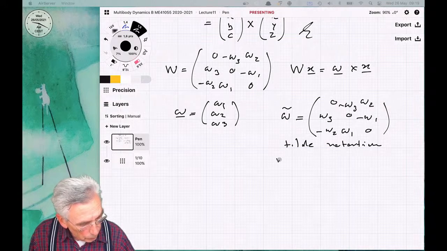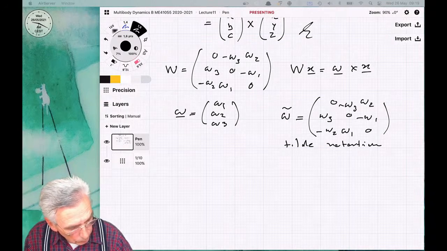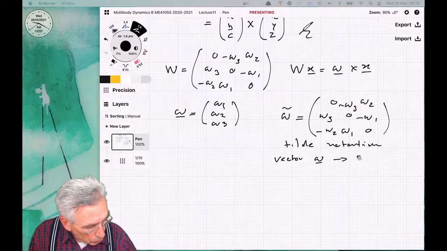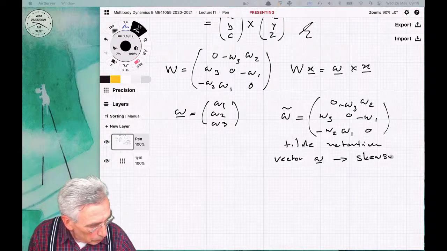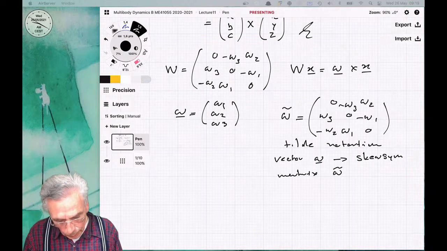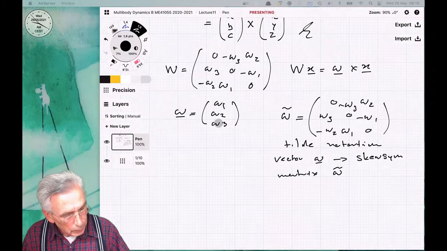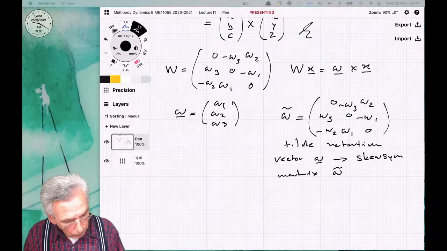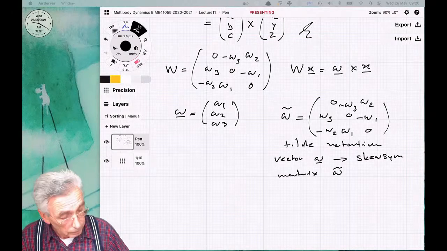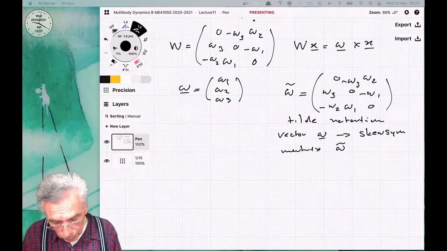So that's to go from a vector to this skew-symmetric matrix. From the vector omega you go to this skew-symmetric matrix omega tilde. That's what we use this tilde for. Because the symbols from this vector come in this matrix, and we don't put an underscore here because it's a matrix, right? It's not a vector. Okay, that's a nice way of writing that.